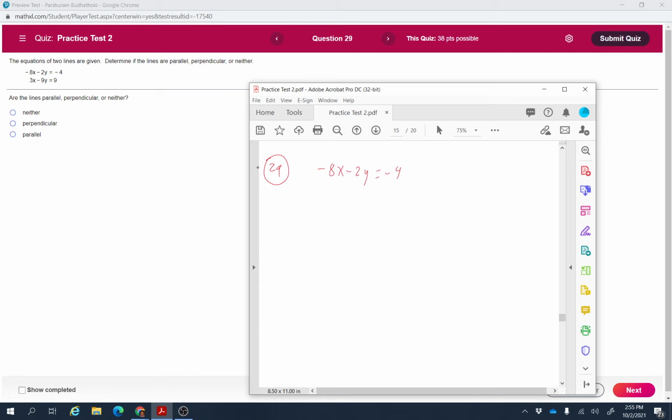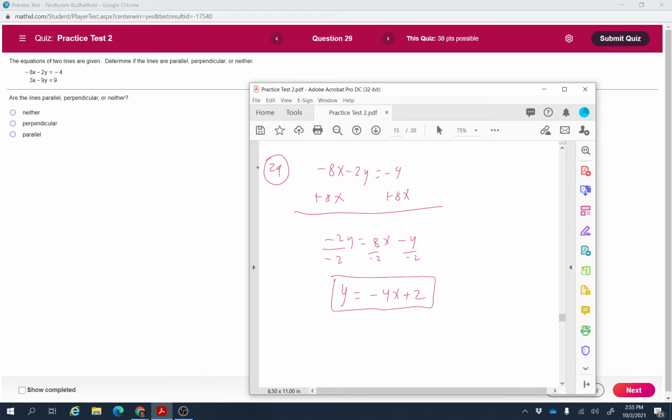Next, you have to bring this negative 8x to the right side, so that is negative 2y equal 8x minus 4, and after that you have to divide everything by negative 2. By doing that, on the left side you get y, and then here you get negative 4x, and here you get positive 2. So that is the equation.